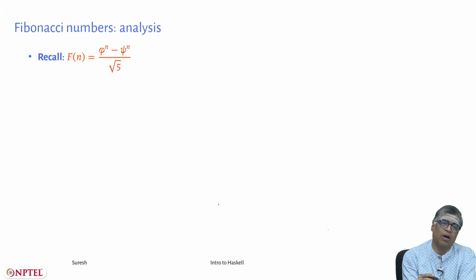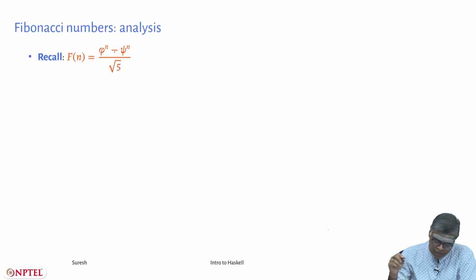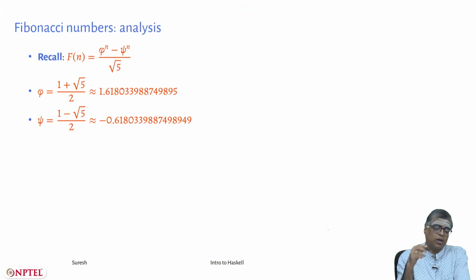Actually one can get precise equations for what the value of f of n is. The value of f of n is phi to the n minus psi to the n by root 5, where phi and psi are as follows. Phi is 1 plus root 5 by 2, which is approximately 1.618 and so on, and psi is 1 minus root 5 by 2, which is minus 0.61803 and so on.